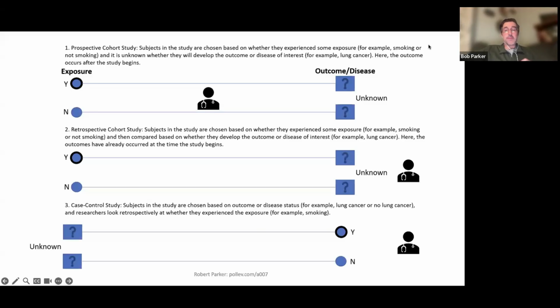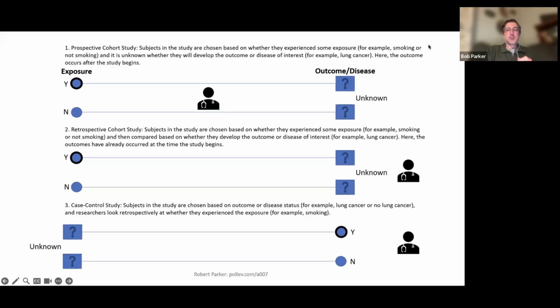Okay, then finally, the case control study. So subjects in the study are chosen based on outcome or disease status. For example, you find patients who have lung cancer or their controls, they do not have lung cancer, and then they look back in the past to see whether or not they experienced the exposure, for example, smoking.